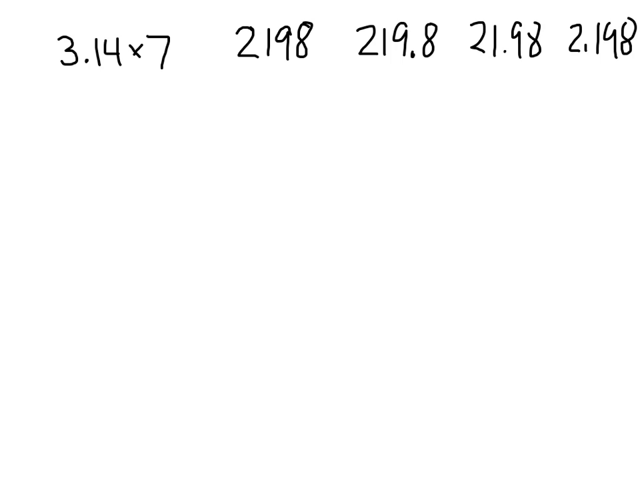For my next problem, I have 3 1400ths times 7. My choices are 2,198, 219 8/10, 21 98 hundredths, or 2 198 thousandths. If I were to estimate, this is about 3 times 7, which is 21. So you can see that the only answer that makes any sense is 21 98 hundredths.